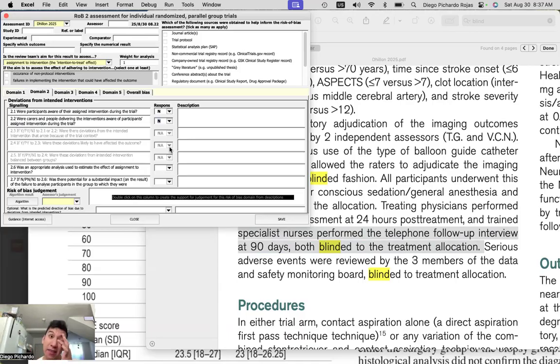So if they weren't blinded, so if they were aware of the patient's classification, we would have to answer why. Were they, the fact that they were not blinded, do you think that influenced in some way? Probably that would have been a probably yes in those cases. Could that have affected the outcome?